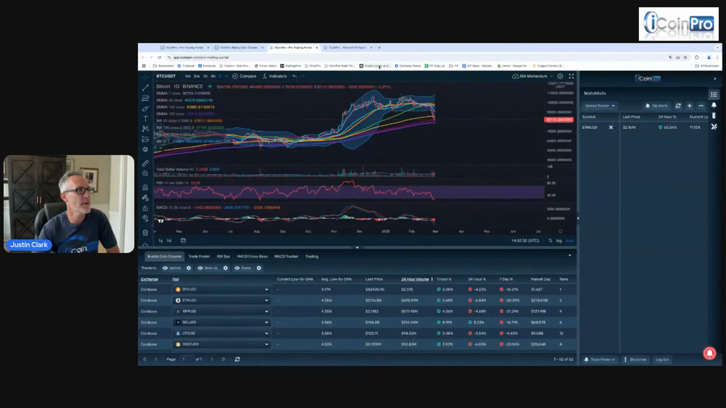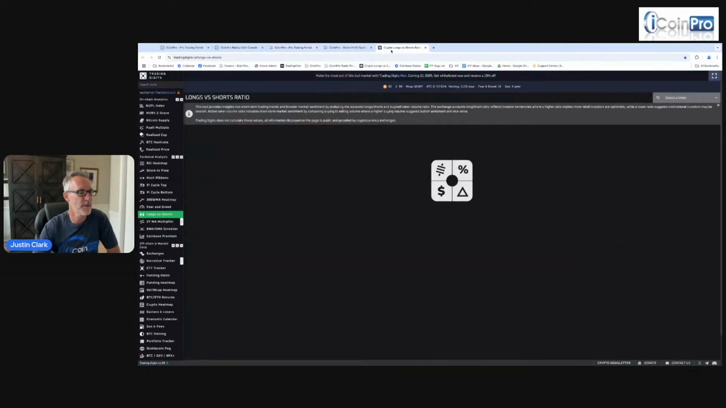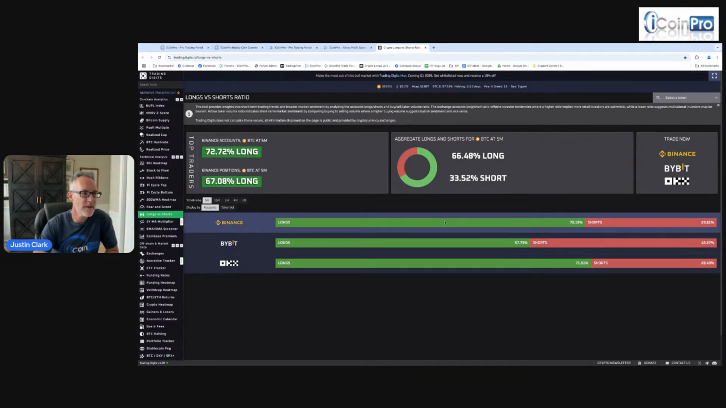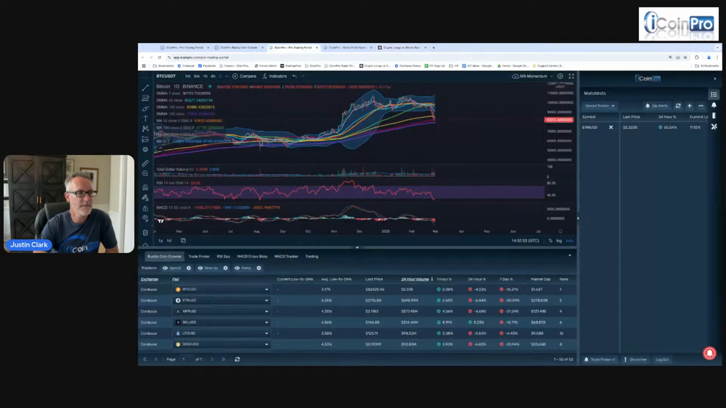We got to look at where the longs and shorts are. The longs are people betting Bitcoin's going up, usually with leverage. Shorts are people betting Bitcoin's going down. Again, longs make money when the price goes up. Shorts make money when the price goes down. We are still 70% long right now. So that is not good, man.